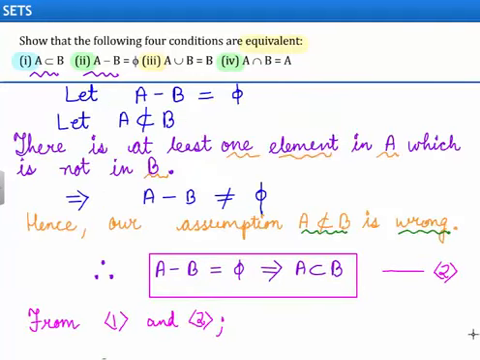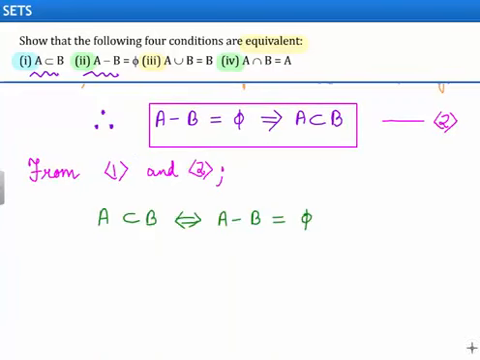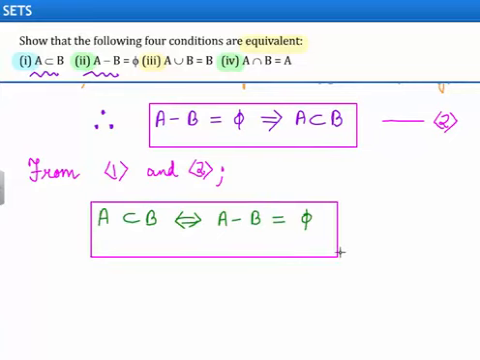So from 1 and 2, we can say that A is a subset of B is implied by and implies that A minus B is an empty set. And let us name this as 3. So the first 2 conditions are equivalent.